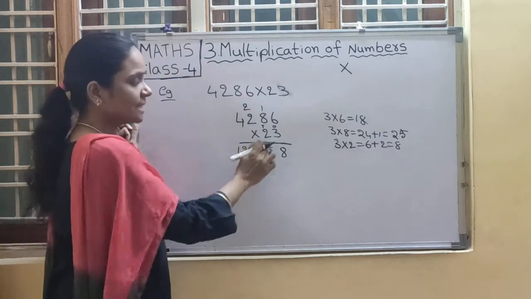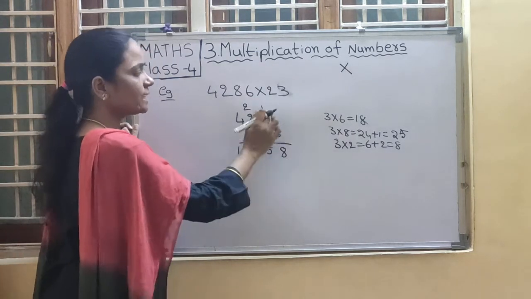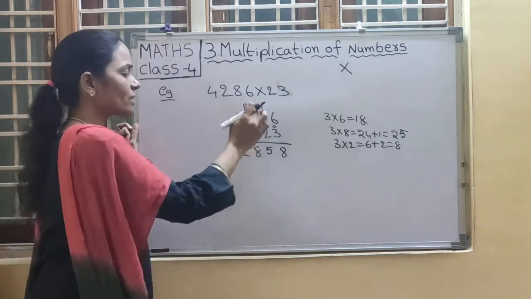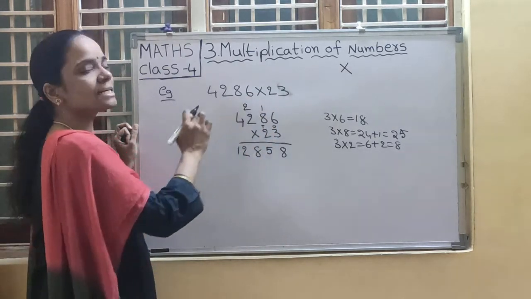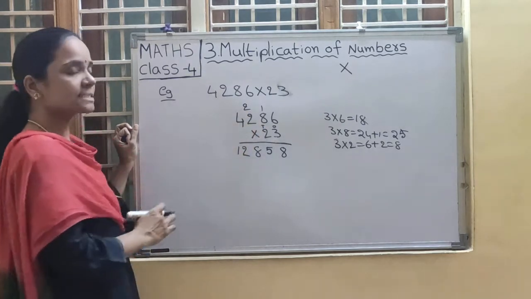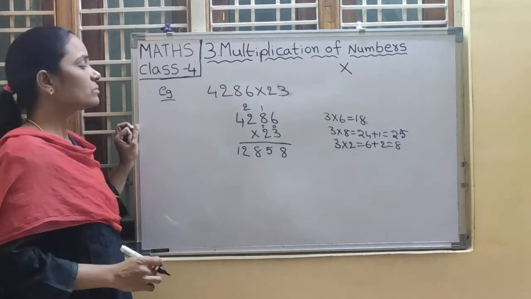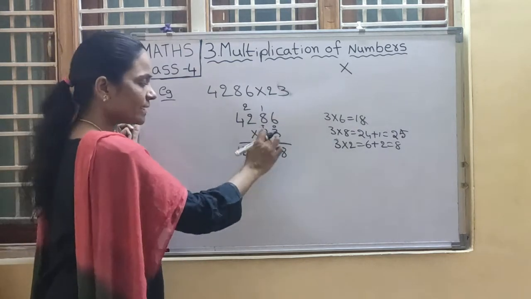So, shall we check again? 3 6s are 18. 8 right here. 1 is the carry. 3 8s are 24, plus 1, 25. 5 right here and 2 is the carry. 3 2s are 6, plus 2, 8. 3 4s are 12. Now, the whole number should be multiplied by the 10's place digit.